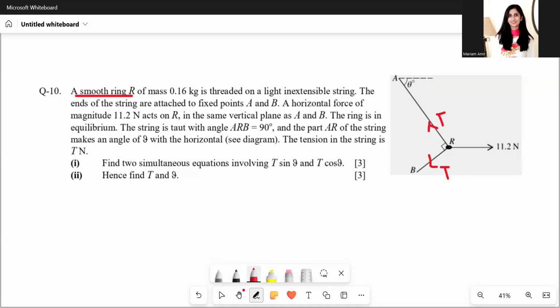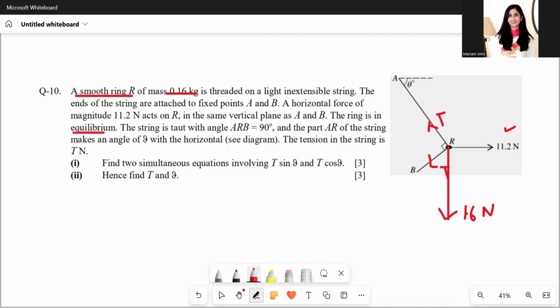And then the mass is 0.16 kg. That means the downward force here is going to be weight, which is mass times 10. So 1.6 newtons. Okay. So the ring of mass 0.16 kg is threaded on a light inextensible string. The ends of the string are attached to fixed points A and B. A horizontal force of magnitude 11.2 acts on R. We can see that here.